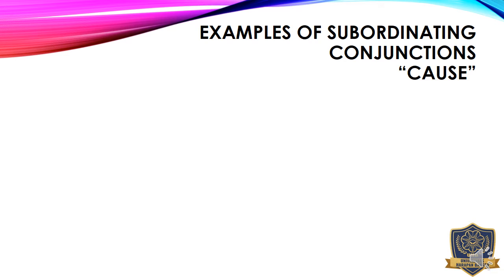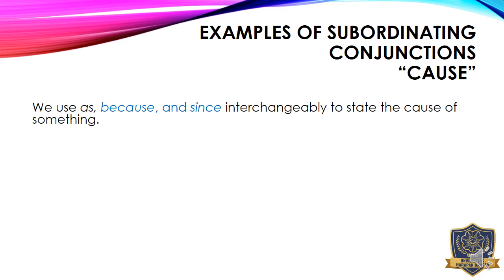Now, let me give you examples of subordinating conjunction of cause. We use as, because, and since. Remember, as, because, and since mean karena in Bahasa.